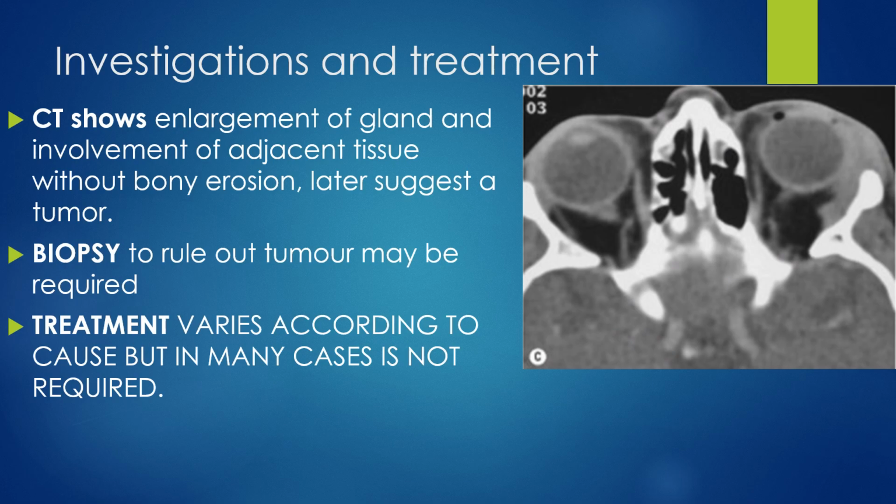Investigations and treatment: the CT scan shows enlargement of the gland and involvement of the adjacent tissue without bony erosion. Later suggests a tumor. If there is bony erosion, there is tumor. Biopsy is sometimes required to rule out the tumor. The treatment varies according to the cause, but in many cases it is not required.